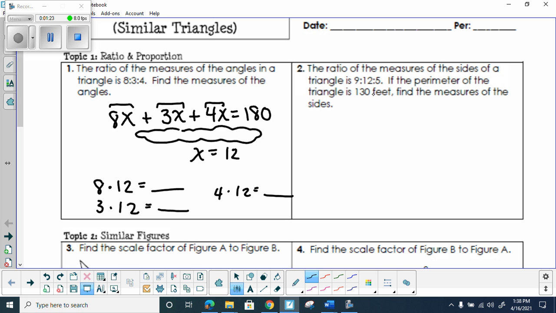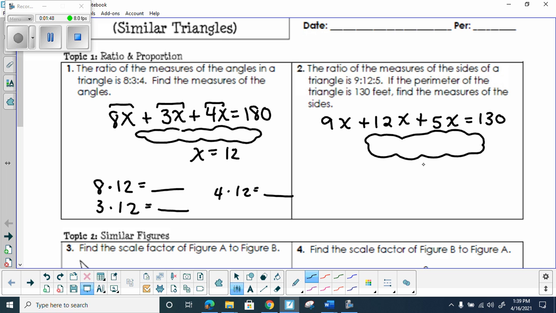Number 2 is similar, except that we're dealing with the sides of a triangle, but each of the numbers in the ratio gets multiplied by x, some number, and the perimeter, or the total of the sides, the total length, is 130 feet. Okay, so you'll work that out. You'll have a step in here that you'll show. You should get x equals 5 when it's done. And then you'll want to plug that back in so that you get the measurements of the three sides.